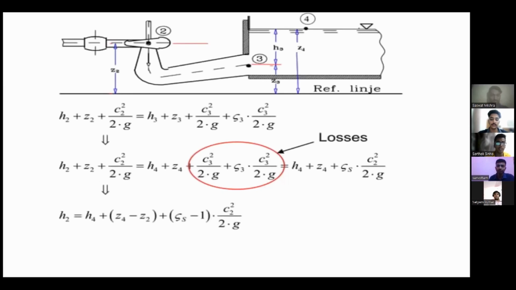So we can easily get a relation between H2 and H4 by applying simple Bernoulli's theorem at locations 2 and 3. On substituting the values, you can clearly see that we get H2 equal to H4 plus Z4 minus Z2 plus Cs minus 1 into C2 square by 2g.